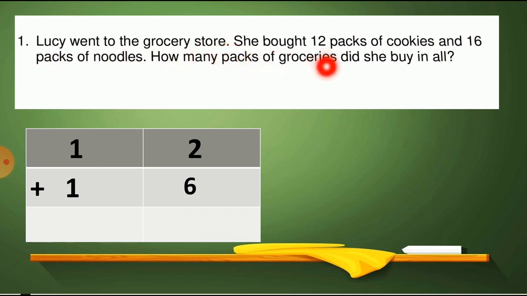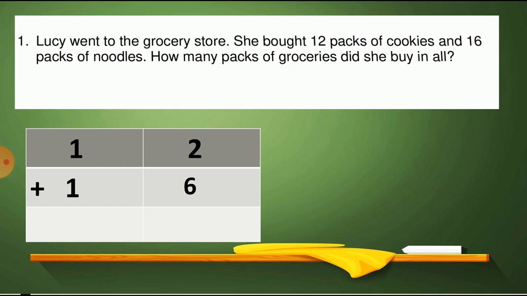She bought 12 packs of cookies and 16 packs of noodles. I repeat this, 12 packs of cookies and 16 packs of noodles. How many packs of grocery did she buy in all? So, in all indicates the plus, addition.